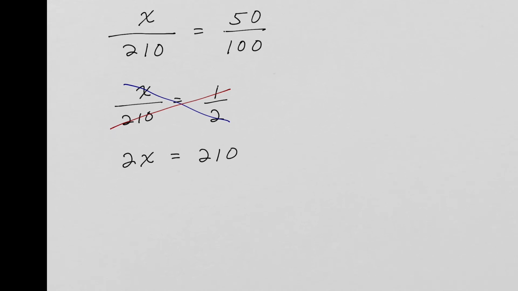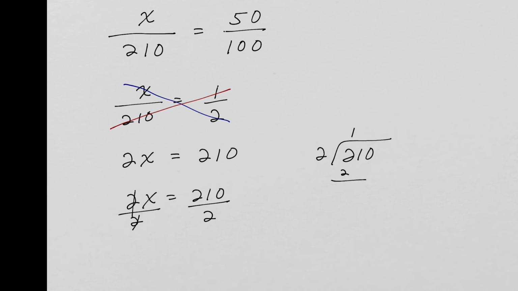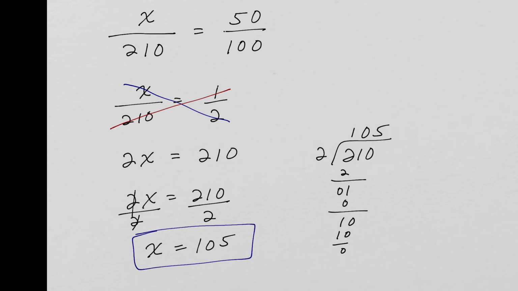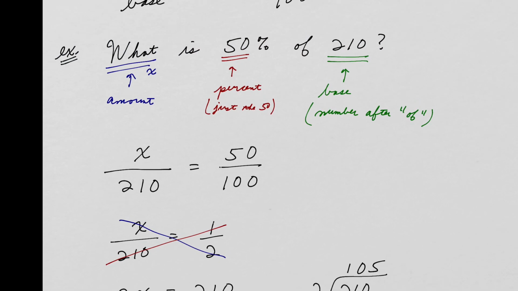And then to get x by itself, I have to divide both sides by 2. That'll give me 1x, but whatever I do to one side, I do to the other side. So 210 divided by 2, this is 1. Subtract, bring down the 1. 2 goes into 1 0 times, 0. And then subtract, bring down the next 0. 2 goes into 10 5 times. So the x here is 105, and that's our answer. If I go back to the problem, 105 is 50% of 210. That's correct, it's half of 210.